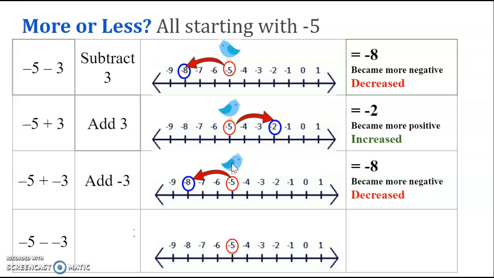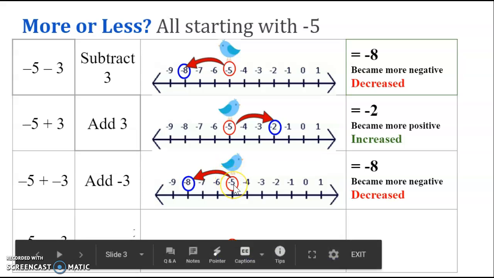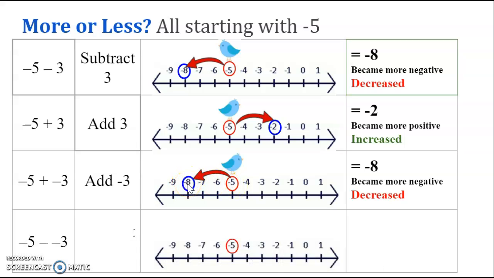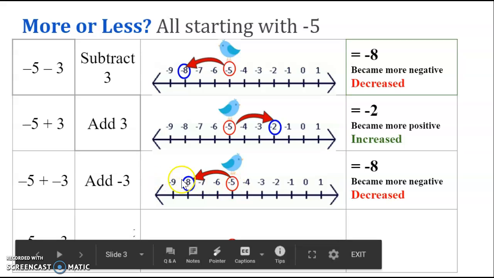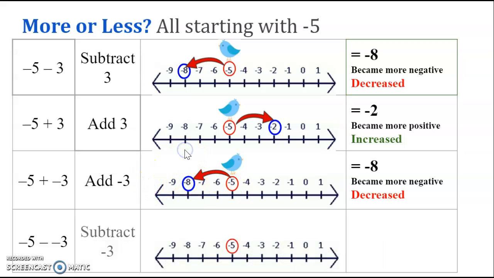So the answer is -8. And the number has become more negative, or it has decreased in value. Okay, so don't think of -8 as a bigger number. -8 is a smaller number, or more negative number, than -5 because it's more to the left of the number line, right?